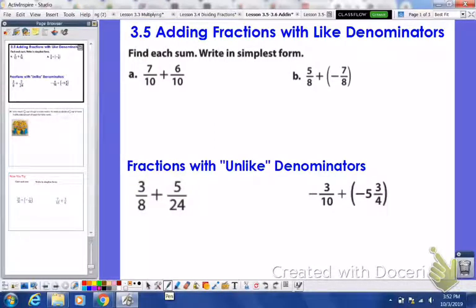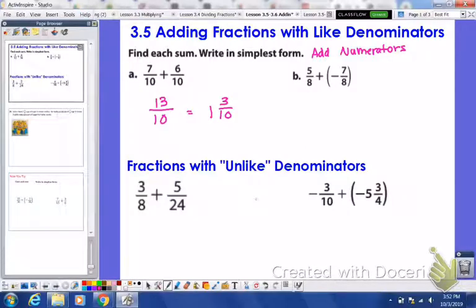So in our first one, 7/10 plus 6/10, again, you only add numerators. The denominator stays the same. So I know my denominator is going to be 10. 7 plus 6 gives us 13, which we want to rewrite as a mixed number. So 10 goes into 13 one time, with the remainder of 3. So 1 3/10.